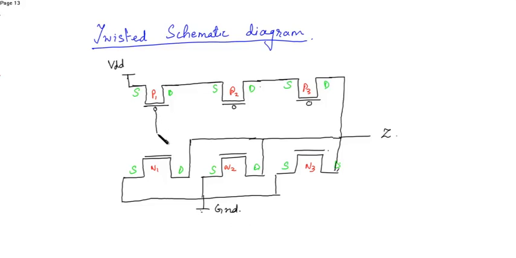The gate of NMOS and PMOS are connected. This is input A, this is input B, and this is input C. So this is the twisted schematic diagram of a 3-input NOR gate. Now this is a very simplified schematic diagram, and we'll draw the layout exactly in this manner. Let's draw the layout from the twisted schematic.